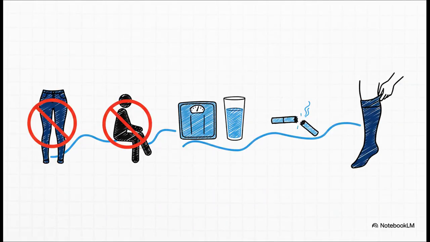Your discharge teaching is all about lifestyle changes that help with blood flow. So you're going to tell them no tight clothes, no crossing their legs, and no sitting for hours on end without moving. And of course, you'll hit the big ones. Maintain a healthy weight, stay hydrated, and if they smoke, it's time to quit. And make sure they know how to use their compression stockings correctly.